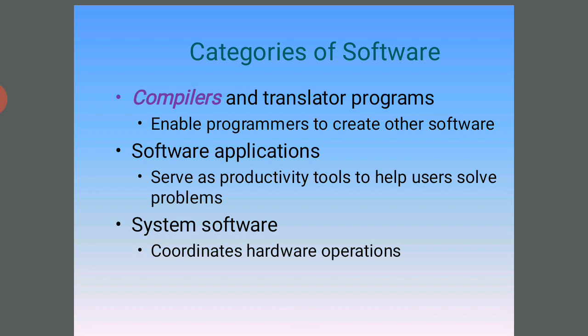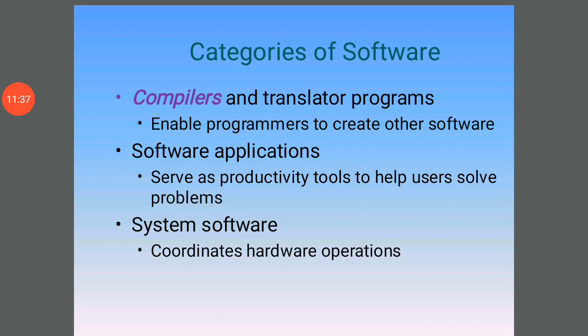Software is of two types: software applications and system software. What are software applications? They serve as productivity tools to help users solve problems, and system software coordinates the hardware operations.